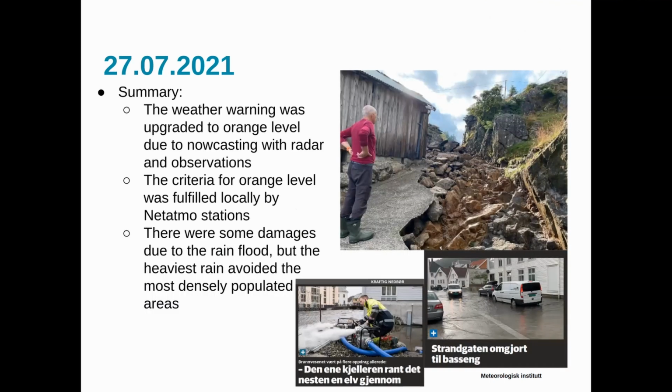To summarize this case, the weather warning was upgraded to an orange level due to nowcasting with radar and observations. And the criteria was fulfilled for orange level by the NetAtmo stations. There were some damages due to the rain flood, but the heaviest rain luckily avoided the most densely populated areas.